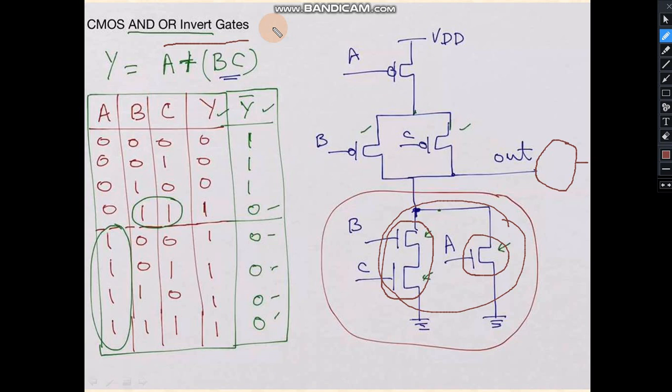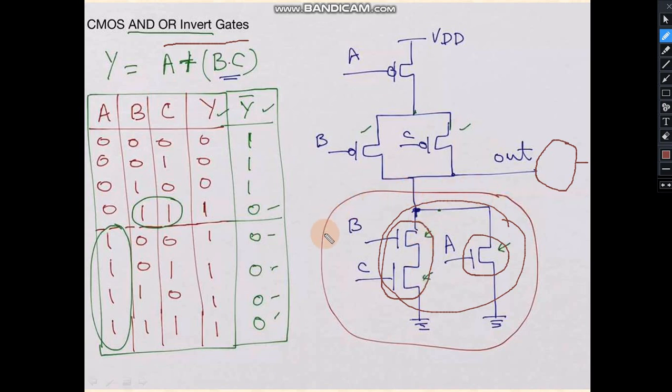As we all know how to implement the expression (a plus bc) bar, we have already discussed many examples. We have to apply b dot c in series because there is an AND operation. So bc is in series, and a is in parallel, meaning the OR operation. So the complete NMOS expression is a plus bc.